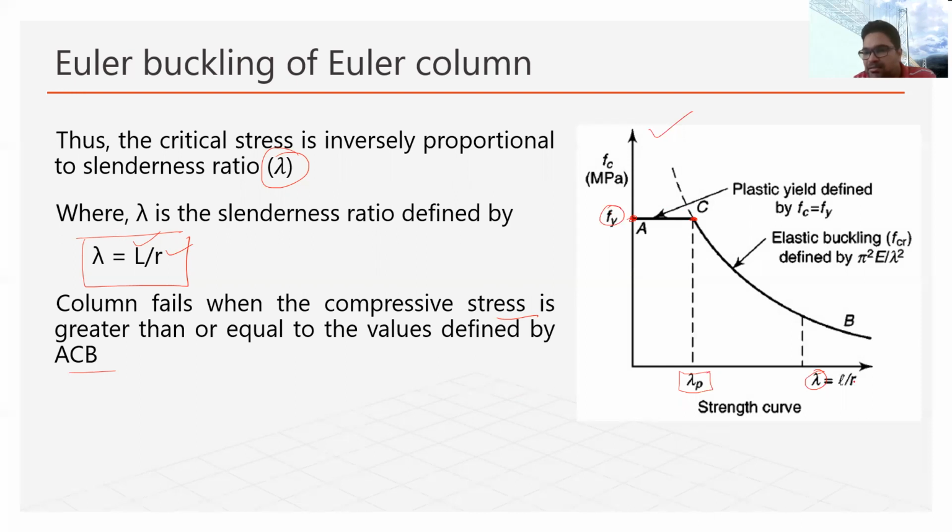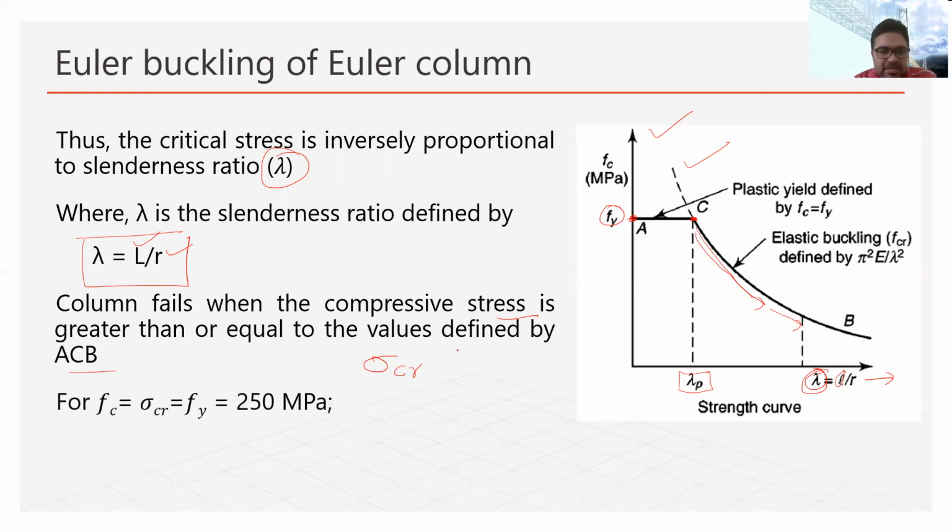Up to the critical slenderness ratio, the maximum strength of the member can be Fy. But as the value of slenderness ratio is increasing, you can see the strength is decreasing. So the value that we were calculating, sigma CR, will decrease as the value of lambda increases. And lambda is directly dependent on the length of the member. If the length is increasing, the buckling capacity will decrease. That is the relation given by this curve, and that is why it is called the strength curve.